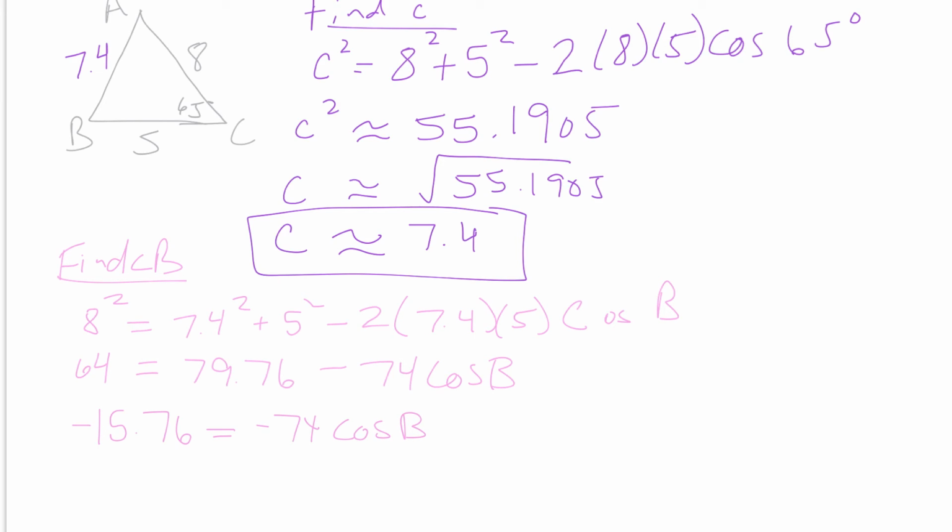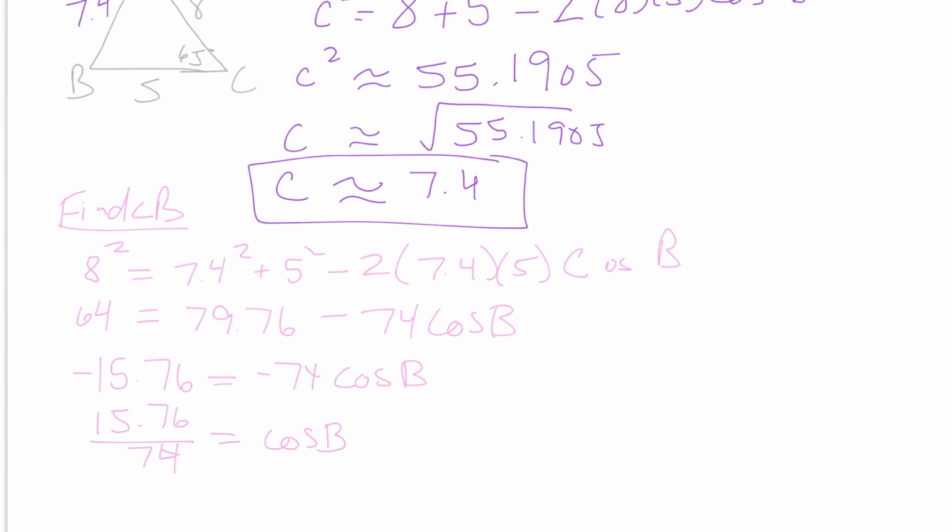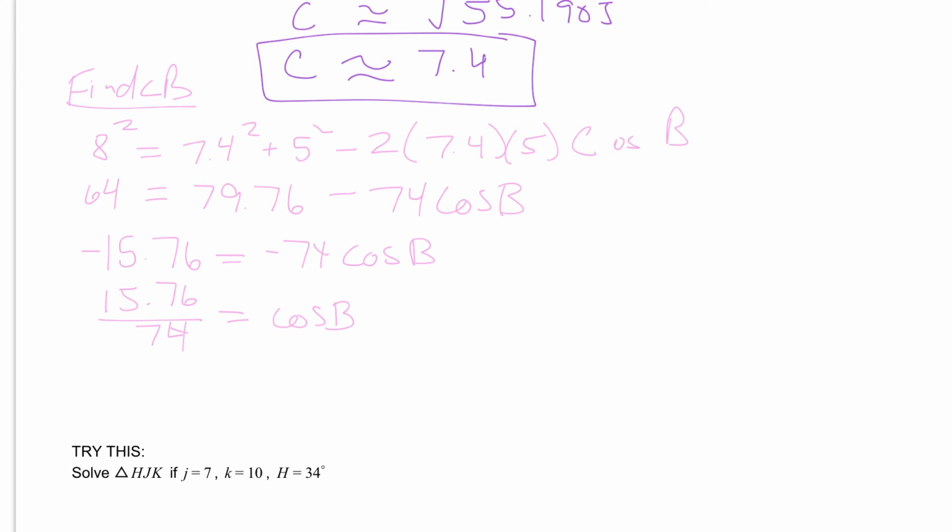And then we can divide both sides by negative 74. A negative divided by a negative will make this a positive, 15.76 over 74 equal to the cosine of B. And then finally, to get that cosine out, we need to take the cosine inverse. So we'll do the cosine inverse of 15.76 over 74, and that's going to give us B. If you plug this in correctly, again, try that out, make sure you're plugging it in correctly, you should get B to be approximately 78 degrees.